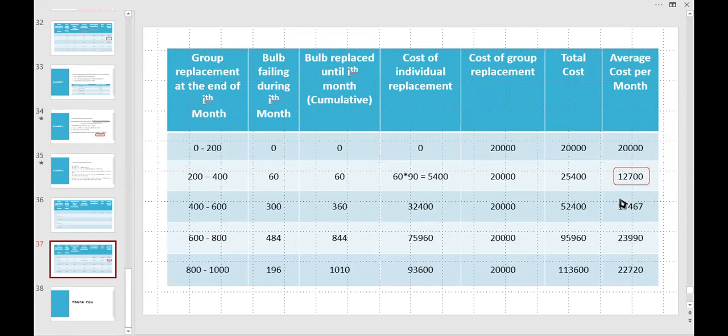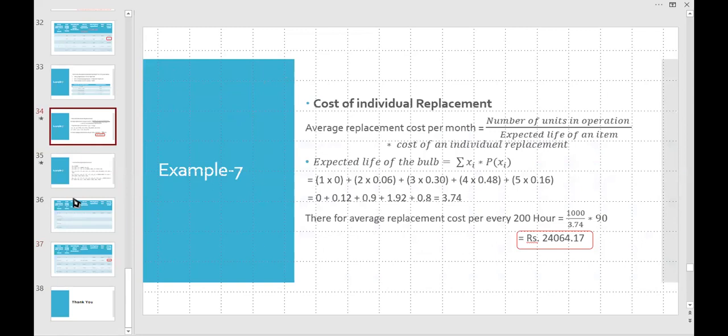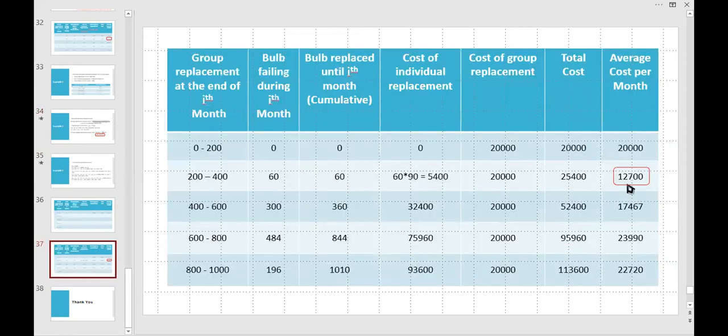So that's it from my side. And if we compare this with the individual cost, the individual replacement cost is 24,000. However, the group replacement cost is almost half in the second cycle, which is 12,700. So it is advisable to replace by group replacement. So that's it from my side.